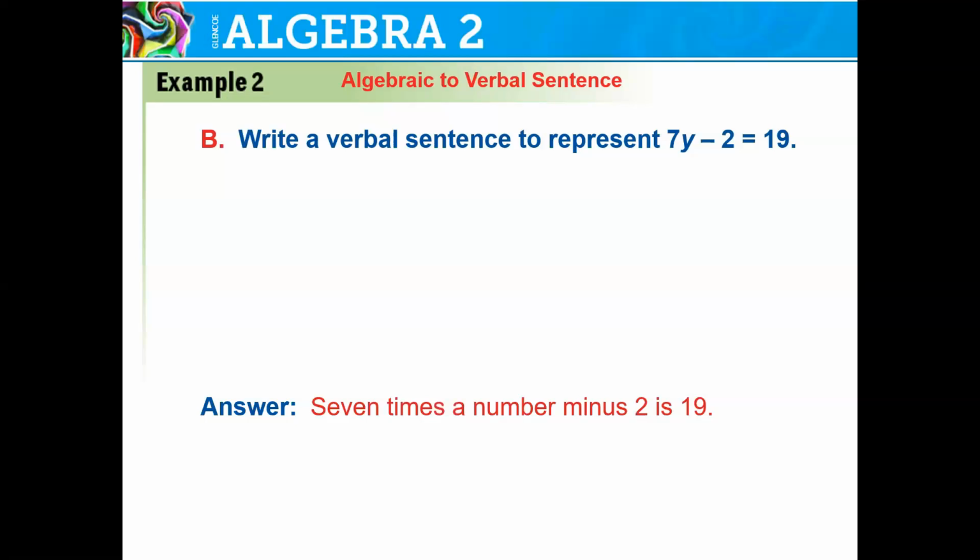And they do it the simple way. 7 times a number minus 2 is 19. Understand that with these verbal to algebraic translations, there's multiple ways to skin a cat. That's one of the beautiful things about English, is that you can say the same thing in about 15 different ways.